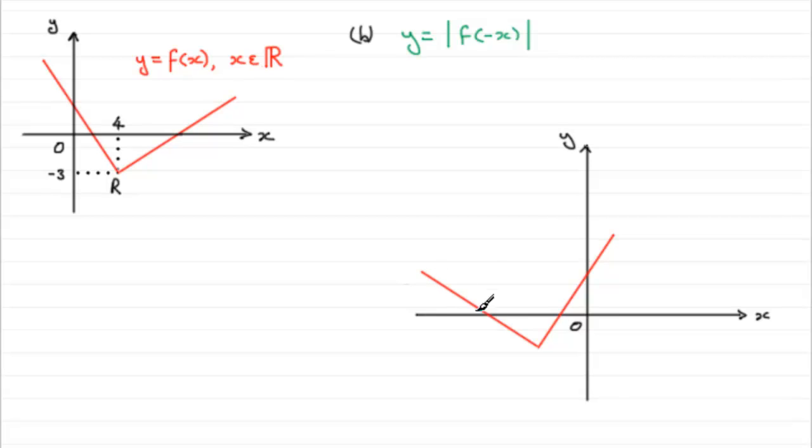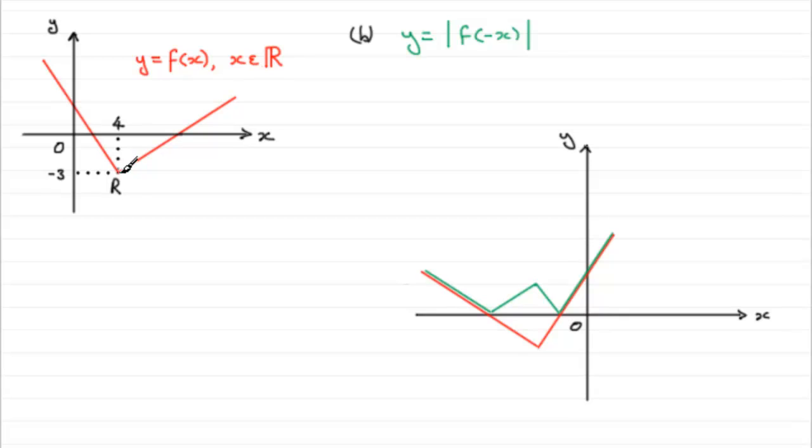This part of the graph stays exactly the same, so that would be down to there. This part then gets reflected, so this point now goes up to here. So we're going to go up to there and then back down. And then this part stays exactly the same, so we've got that there. And we've got to give the new coordinates of r.